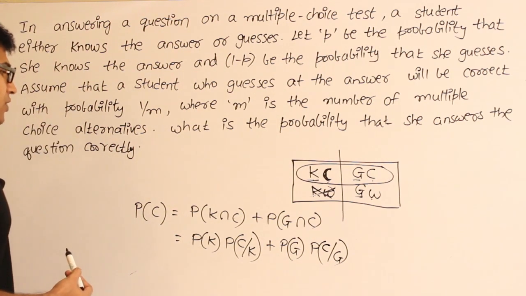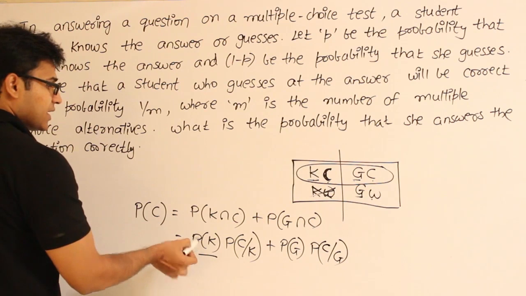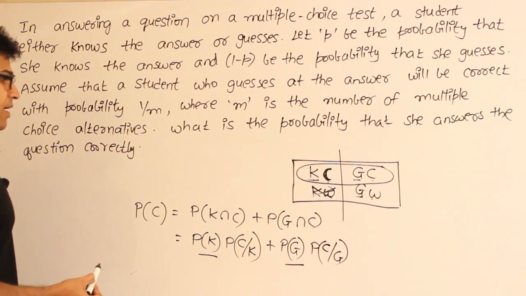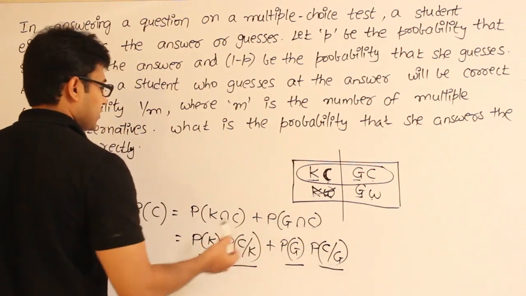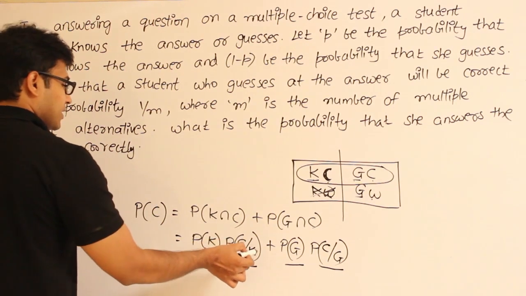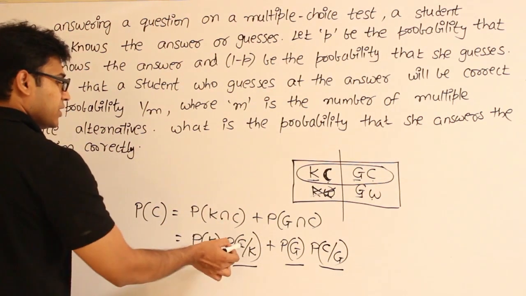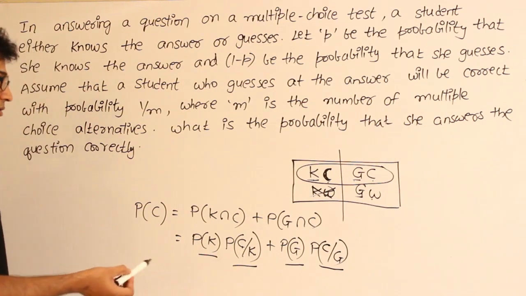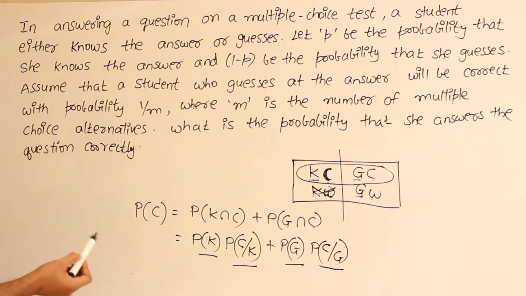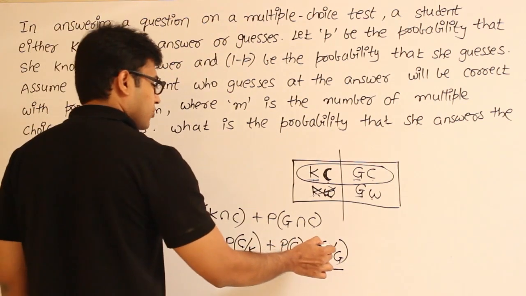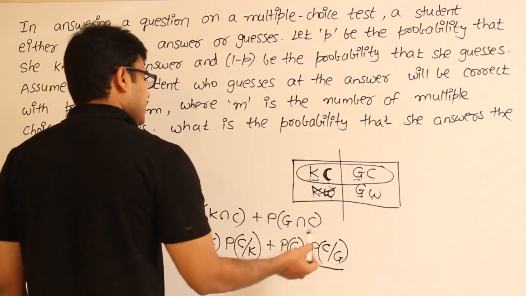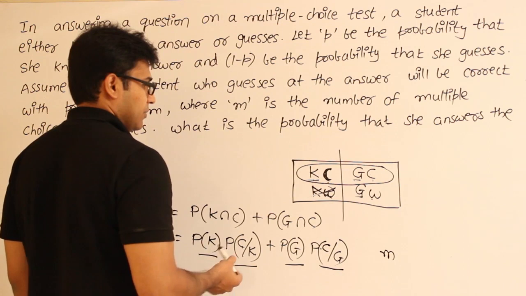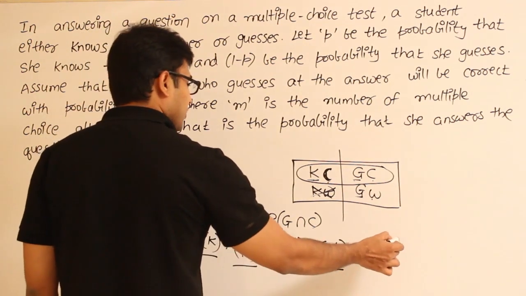Got it? And now it is already given that the probability that she knows the answer is P and the probability that she guesses the answer is 1 minus P. And we have to find out these two, which are also given actually. Now what is the probability that she will answer correctly given that she knows? 100%, right? So the probability is 1, because it is 100% certain that if she knows the answer, she will definitely answer it correctly. And what about the probability that she answers correctly given that she guesses the answer? If you are having m options for the question, then it is going to be 1 by m, right?